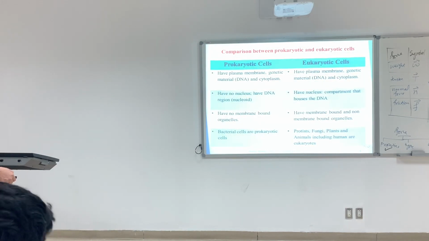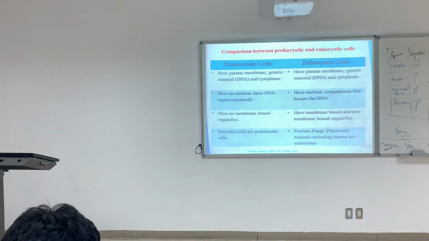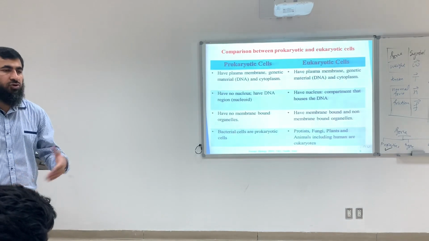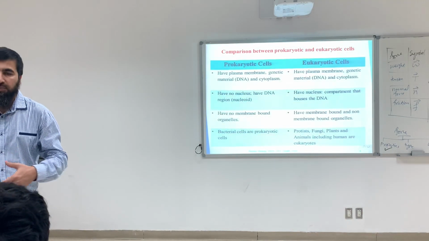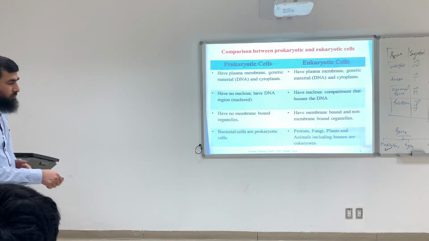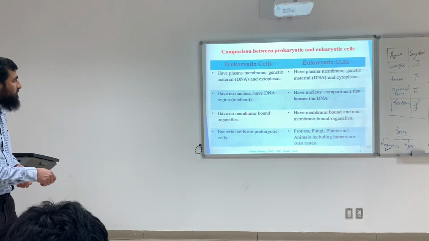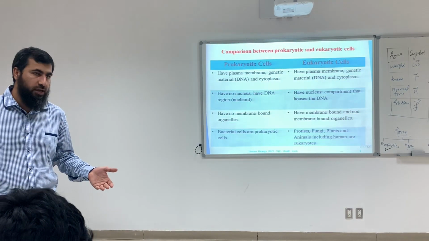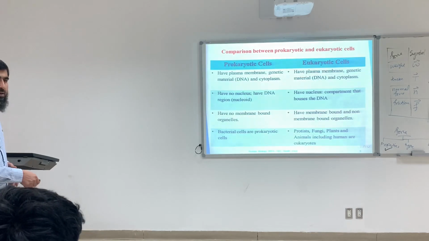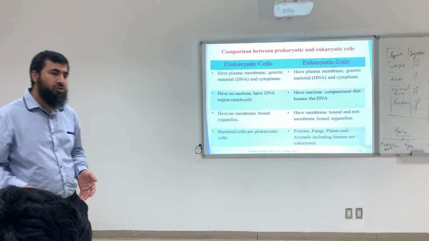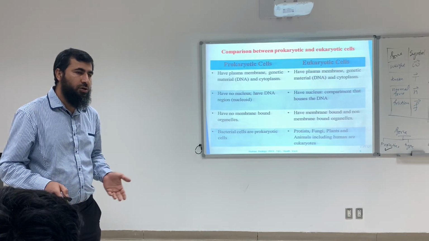So here we have no membrane-bound organelles. Here we have membrane-bound organelles, like Golgi, mitochondria, endoplasmic reticulum, lysosomes, nucleus, all of these are membrane-bound. Whereas here we only find non-membrane-bound organelles or structures like ribosomes, okay? What are examples of non-membrane-bound organelles? Ribosome, the cytoskeleton, centrioles.